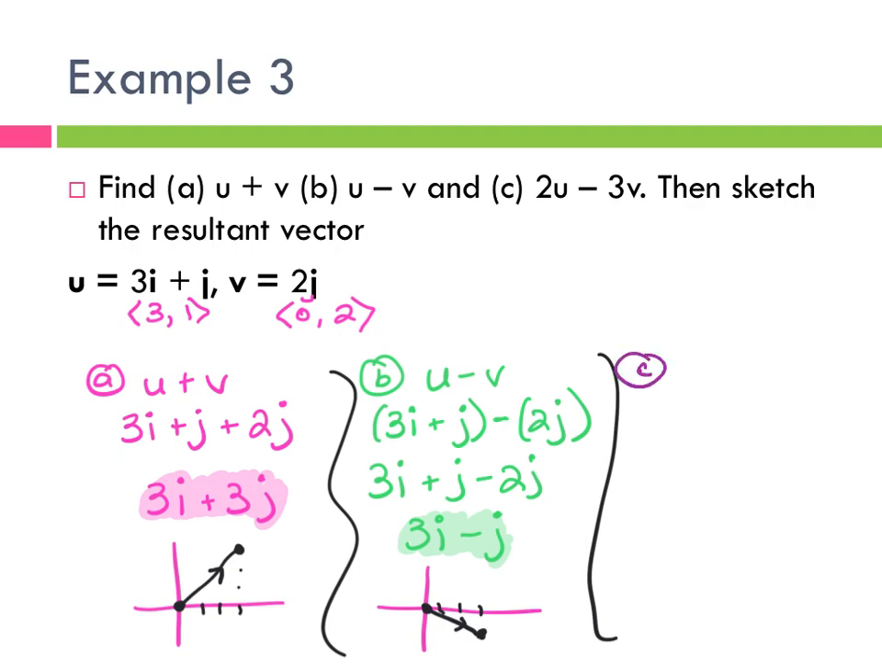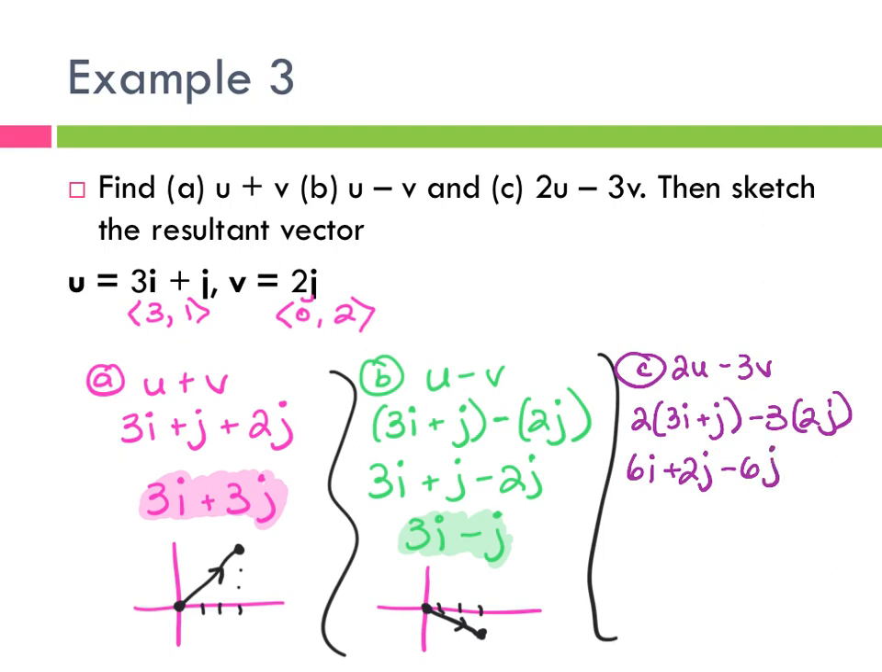And C is 2u minus 3v. So I'm going to do 2 times u minus 3 times v. And distribute the 2, so I'd get 6i plus 2j, and then distribute the negative 3, minus 6j, and I get 6i minus 4j. There's your vector. And then we would graph it. Right 6. Down 4.